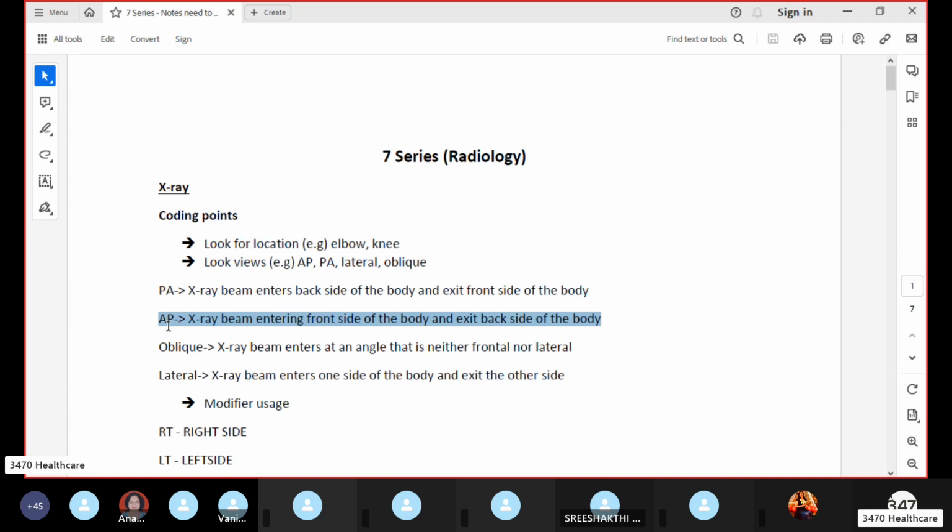Then lateral. The X-ray beam enters one side and exits the other side. Lateral means side view, left to right or right to left. That is the lateral. So you need to check for the location and views. Suppose I'm telling AP, PA view. AP, PA view means what is the answer?